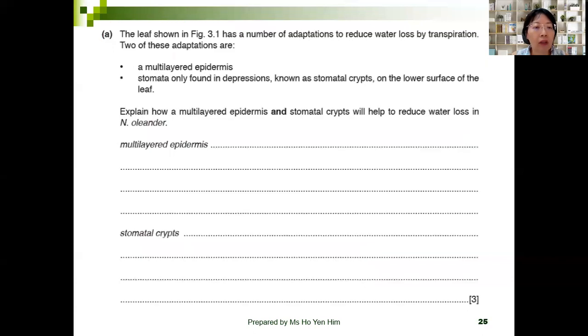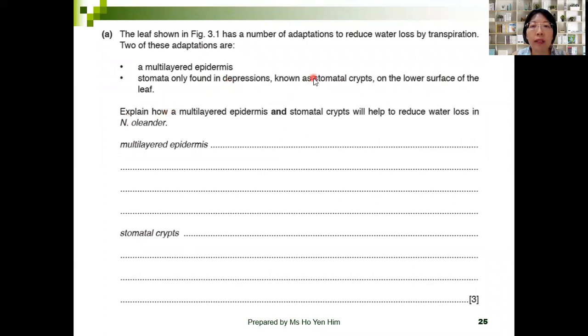So this is a past year question. We only have 2 minutes. Shall we do this together? The leaf in the figure has a number of adaptations to reduce water loss by transpiration. Two of these adaptations are: number 1, there's a multi-layered epidermis. I showed you just now, there were 3, right? Then number 2, the stomata are only found in depressions known as stomatal crypts on the lower surface of the leaf.